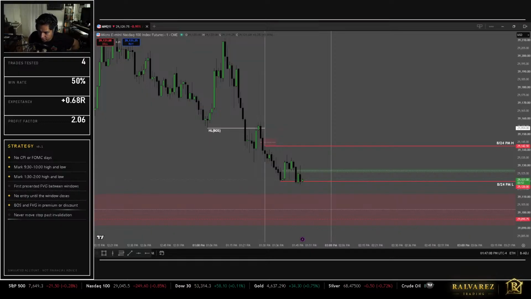Profit factor is 2.06 and expectancy is 0.68 R. So basically every dollar that we risk, we're making 68 cents on it, which is still pretty good. Everybody expects 3R, 5R, 10R, whatever it is. But as long as your R is positive, it's better than negative.